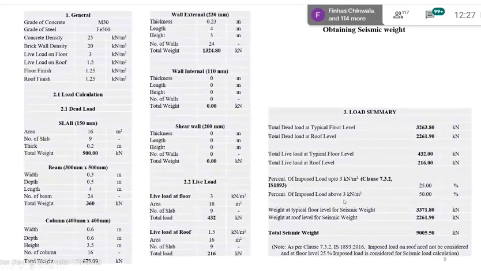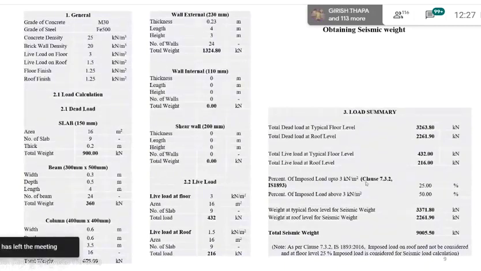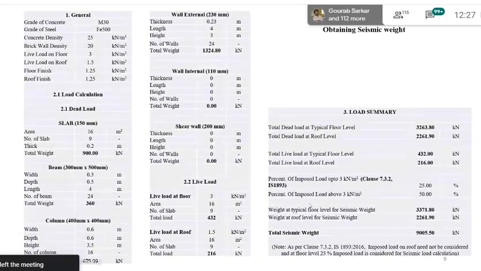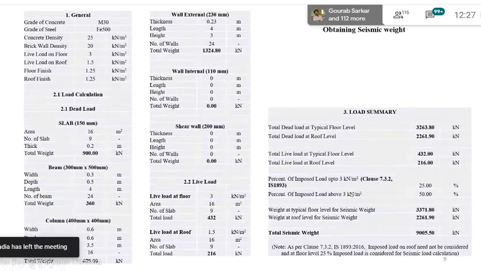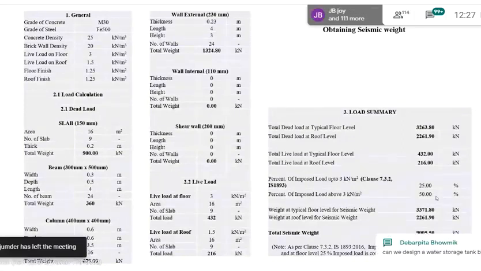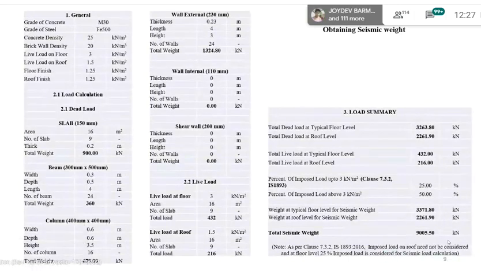The code has said that for obtaining the seismic weight, the live load is also called imposed load. If the imposed load is less than 3 kilonewton per meter square, you need to add 25% of the live load to the self weight of the building for calculating the seismic weight. Now, if your live load is greater than 3 kilonewton per meter square, you need to consider 50% of the live load in the seismic weight. So this is where I have computed the seismic weight as 9,000 kilonewton. So 9,000 kilonewton is the seismic weight of our building.